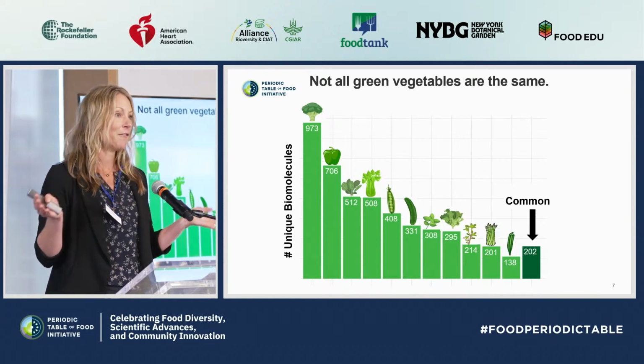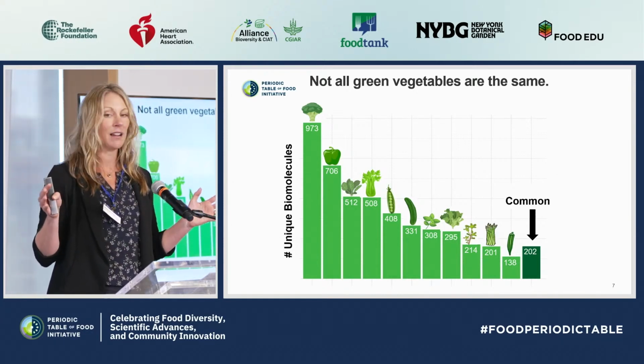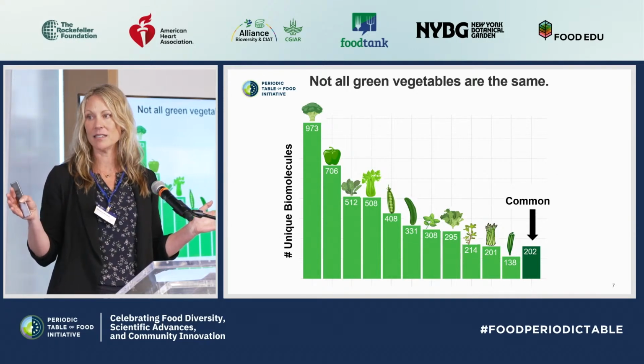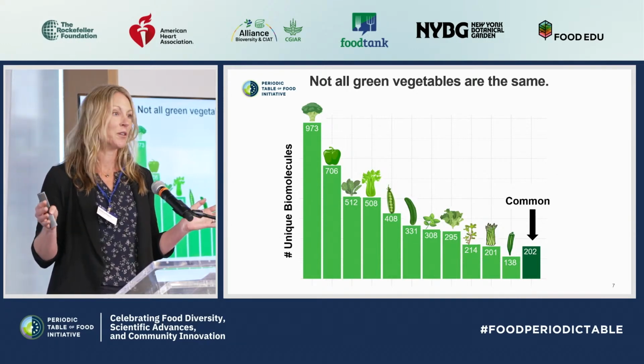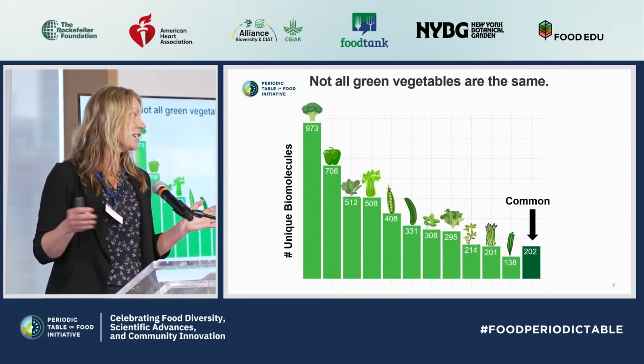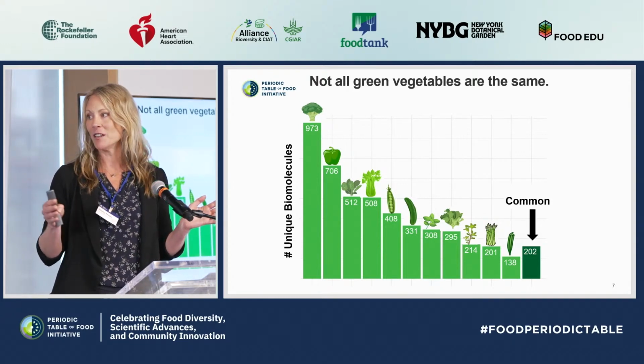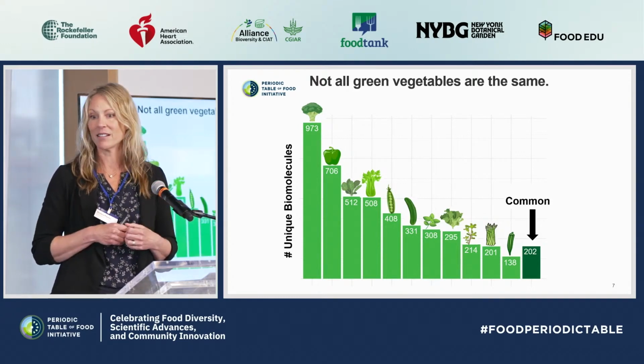And in fact, of the 5,000 unique compounds that we detected across these green vegetables, only 202 were in common among them. So this really shows us that, in fact, these green veggies are more unique than they are the same.